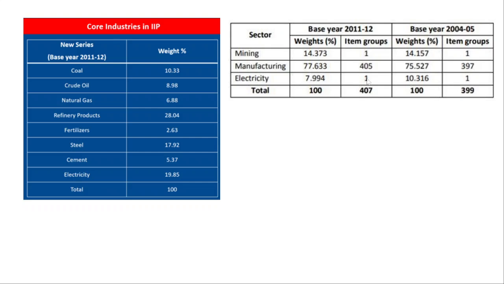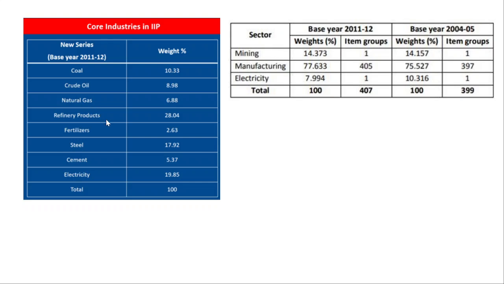Okay, so electricity, also only one item, electricity, but it has 7% weightage. So remember the order: first comes manufacturing, next comes mining, next comes electricity. Very, very important. So this is the weightage given to these particular sectors.